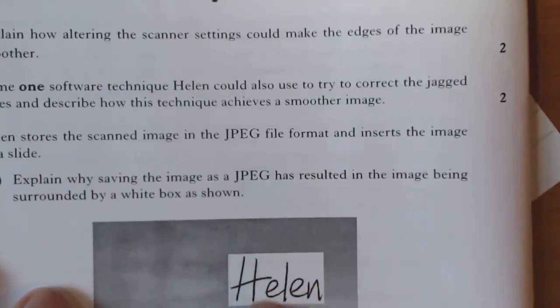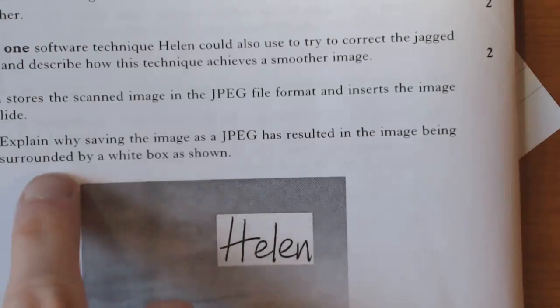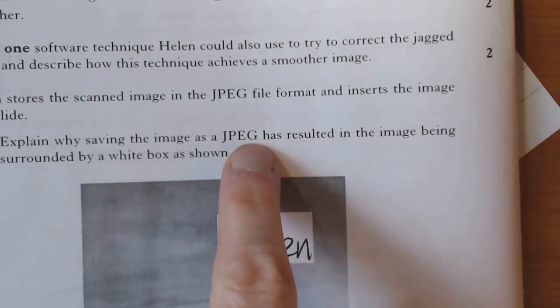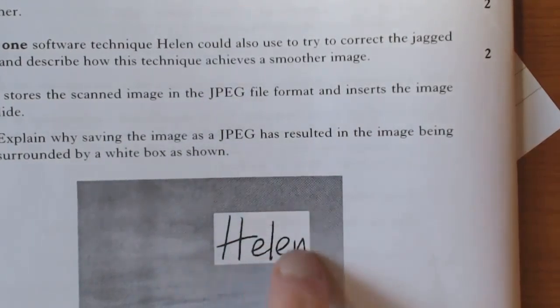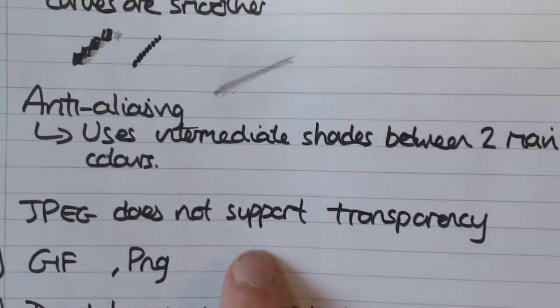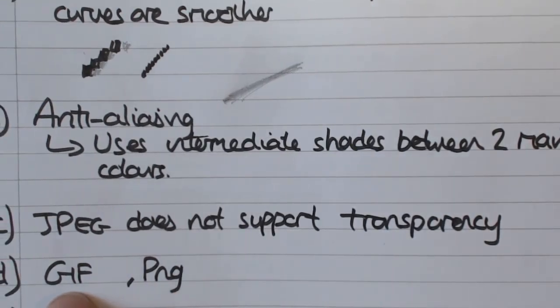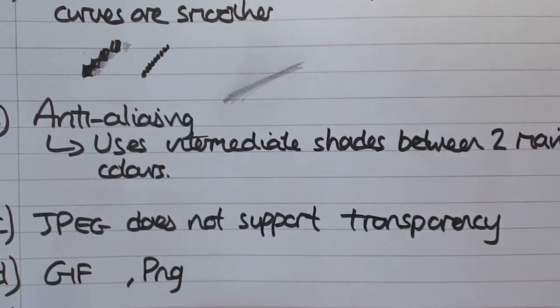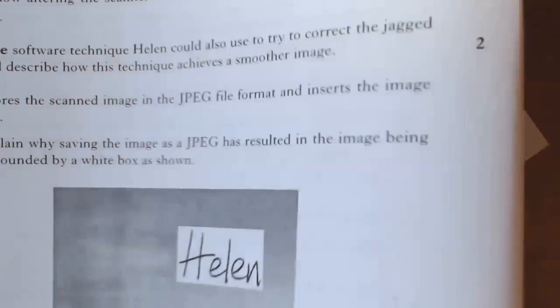Look at the picture here, and straight away you'll think white background, and then they're asking you to explain why saving as a JPEG has resulted in this. You're hopefully thinking, well, that means it's not transparent, and we know that JPEG does not support transparency. The next question from that is, what one does? GIF does, PNG does, so when you use Fireworks, you need to save things as PNG. That's the main one you're normally used to. If you saved it as GIF, all that would disappear.